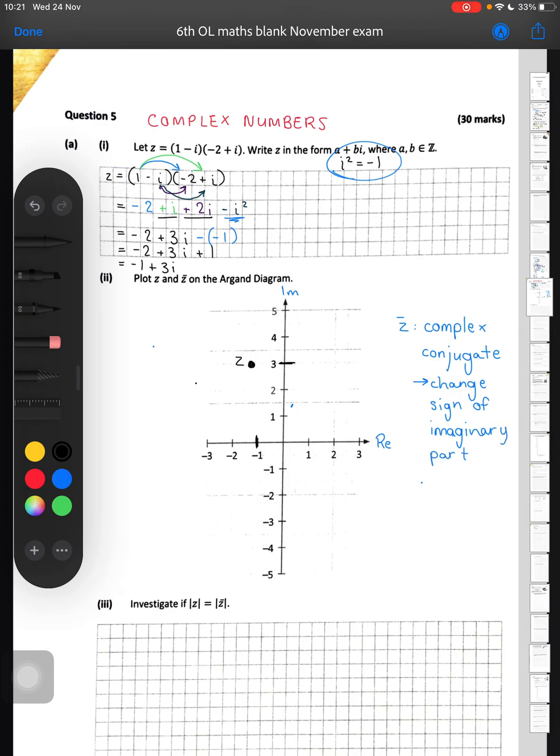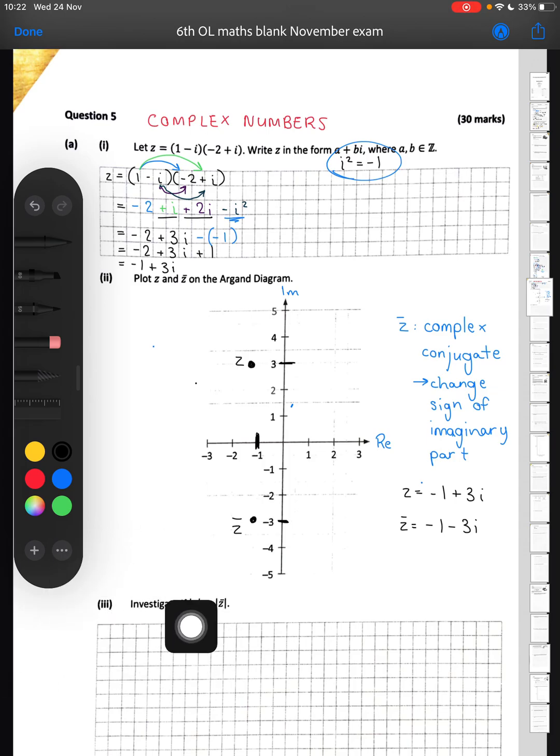Okay, so Z was -1 plus 3i. So the complex conjugate of Z is -1 minus 3i. So it's still -1 on my real axis, and now it's -3 on my imaginary axis, so it's here. Okay, so that's my complex conjugate of that.